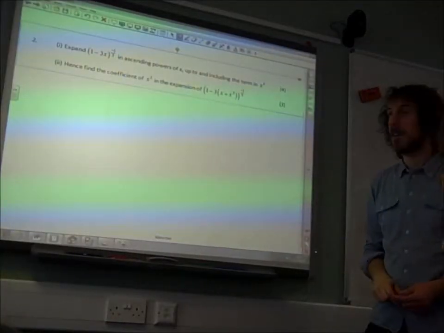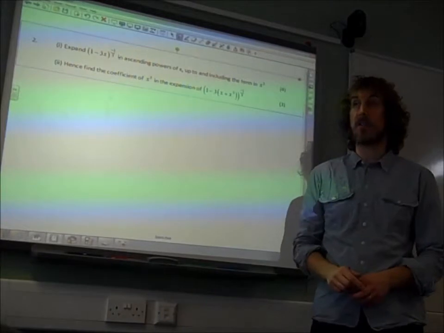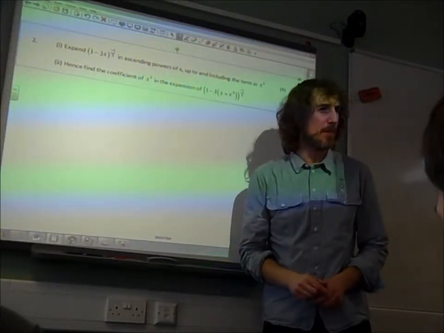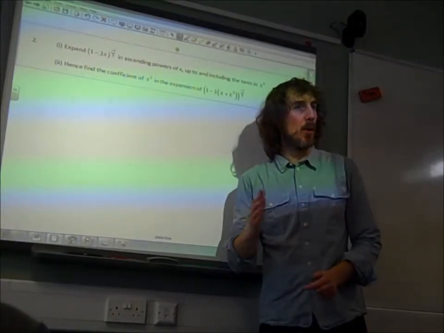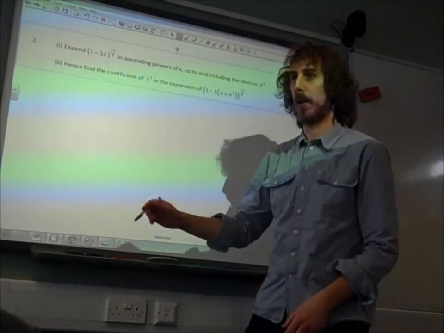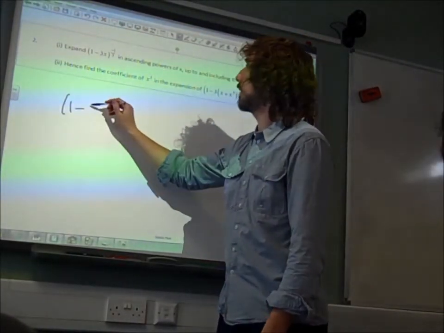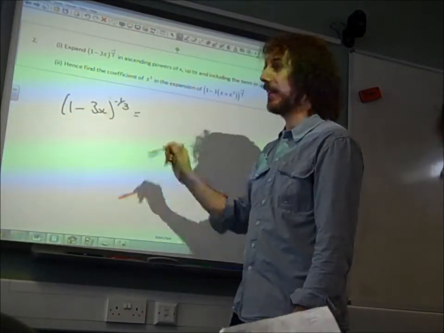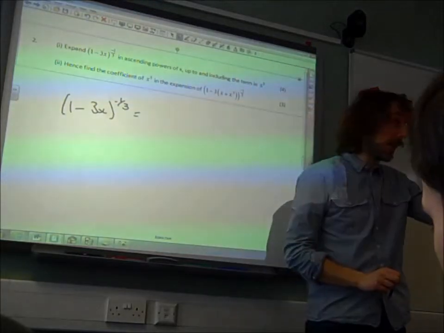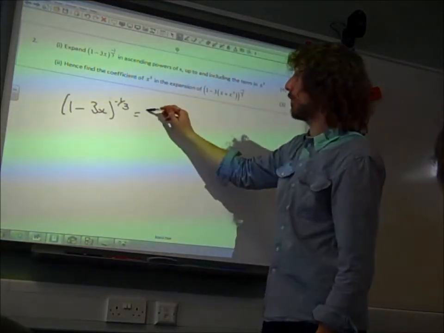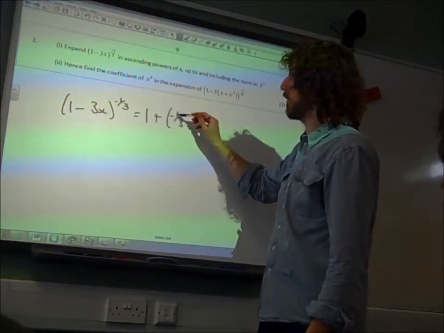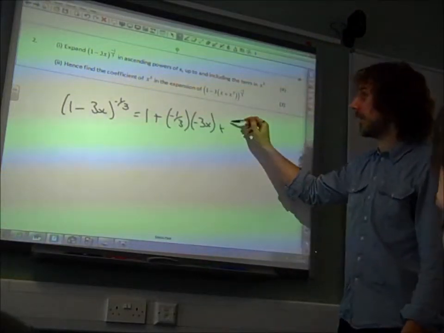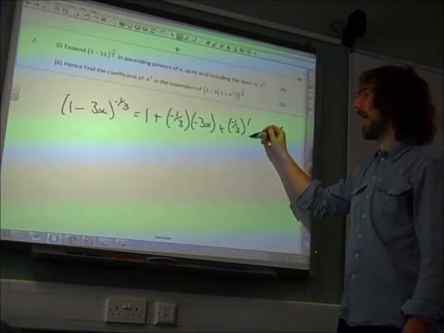Question 2. It's asked us to expand 1 minus 3x to the minus 3rd in ascending powers of x. Oh, ascending. Remember that? 3 marks. Not descending. Well done. Is that like smallest to biggest? Yeah. Now this is already in the right form, so we're going to start with 1 plus n times x plus n times n minus 1.